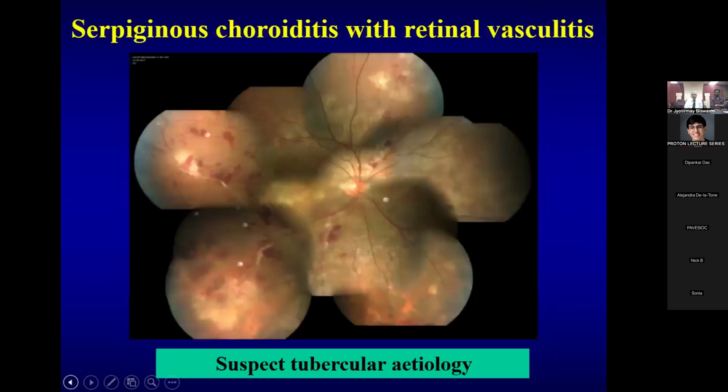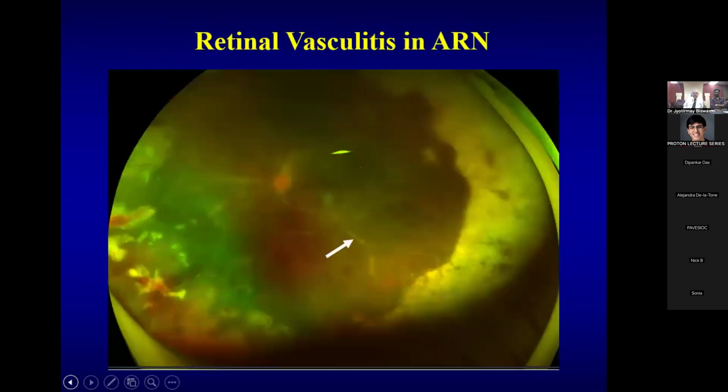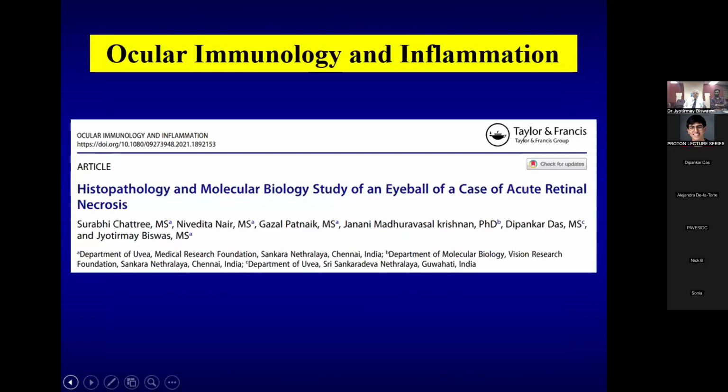In active toxoplasmic retinochoroiditis, we have seen retinal vasculitis. It also occurs in a few cases of serpiginous choroiditis, and these cases are mostly of tubercular etiology. Acute retinal necrosis can have retinal vasculitis as a component of that presentation.